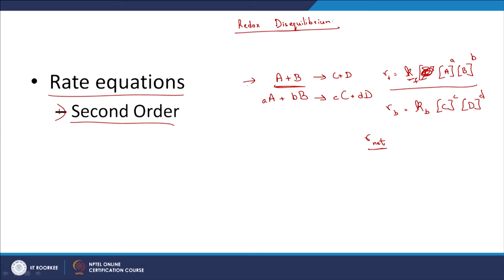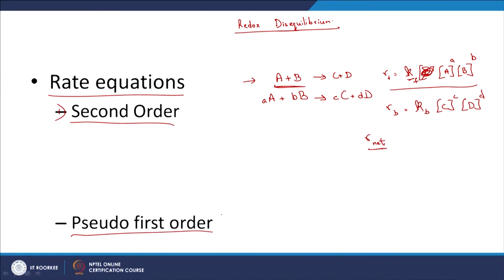Then obviously the rate of the forward reaction is going to decrease. Why is that? Because the concentrations of A and B are also decreasing. And another case that we need to look at, or have looked at in the past, is a pseudo first order reaction. I guess it's self-explanatory. Let us look at an example.